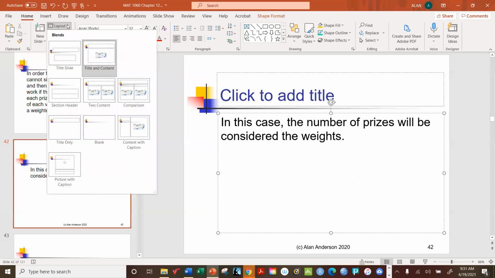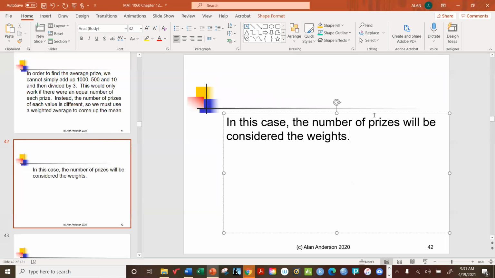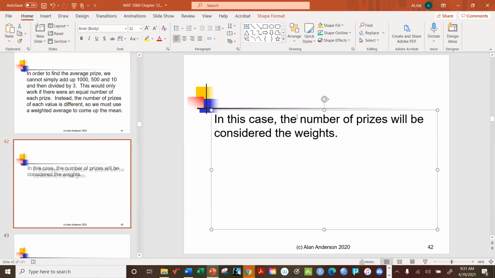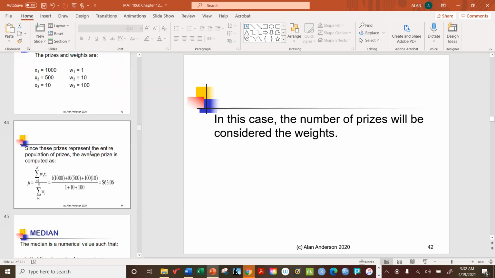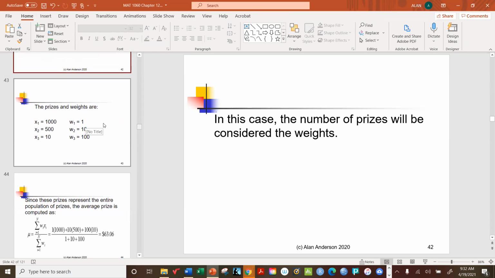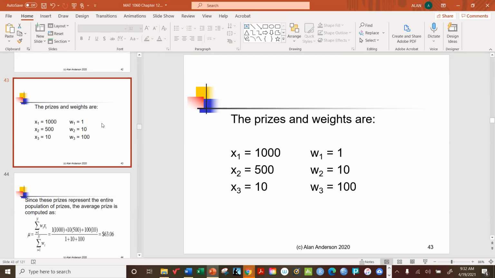So that being the case, remember the formula requires us to know all the X's and all the W's. So we're going to put together a little chart in which we list them all out. Then you can easily calculate the weighted average. All right. So here's what I mean. If you notice, the prizes, the X's, are the prizes themselves.